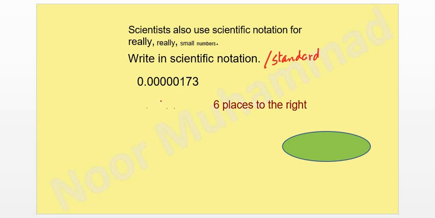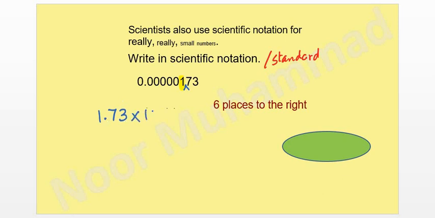Remember, usually we can say the decimal has to go after the first non-zero digit. Look at this, all these are zeros, so this one is the first non-zero digit. That means the decimal has to go after the first non-zero digit. Clear? Or you can say between the first and the second non-zero digits. So this one will become 1.73. So I got the first part of the standard form.